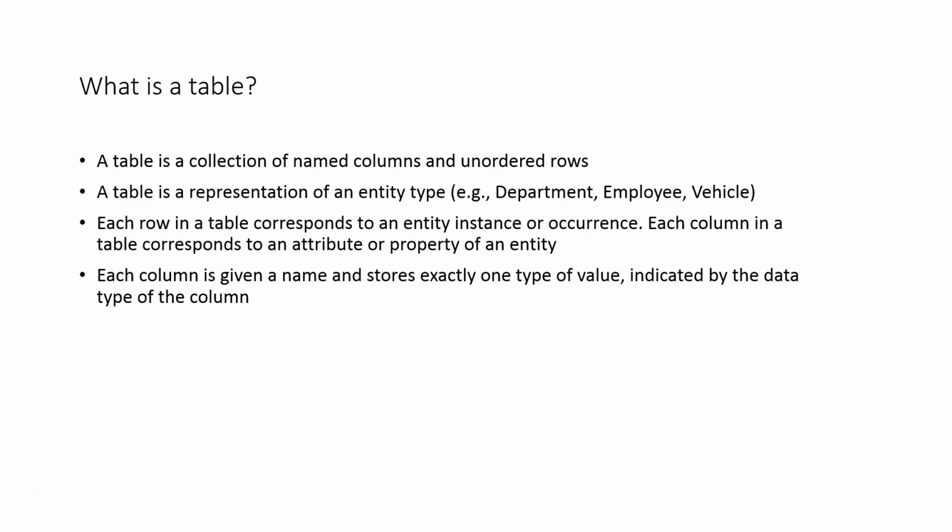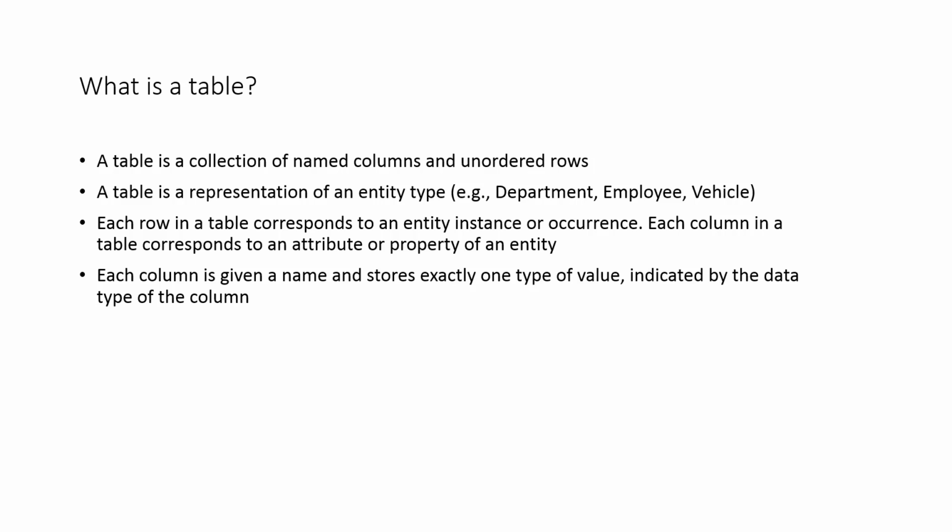Before we get into a view, let's ask another question. What is a table? Well, a table is a collection of named columns in unordered rows. So in the real world, we have these things that we'll call entities, and each entity can be represented by a table. So a table is a representation of some kind of an entity type. For example, we might have departments, we might have employees, we might have vehicles, and depending upon whatever the application domain is, we can have a number of different things. But to represent these things within a database, we use a table.